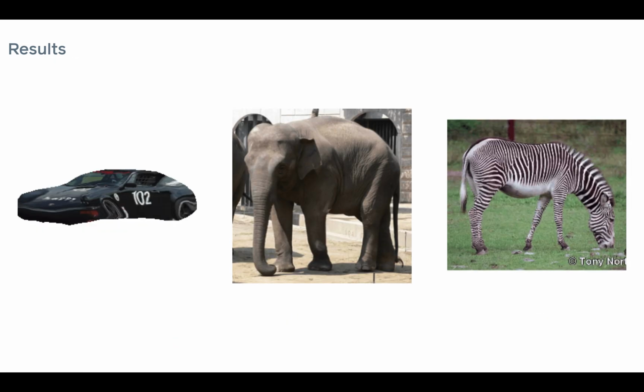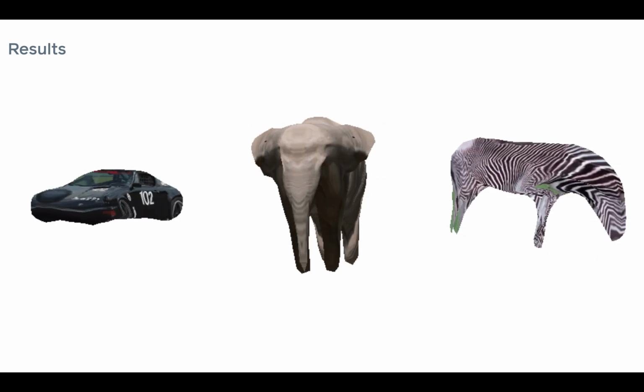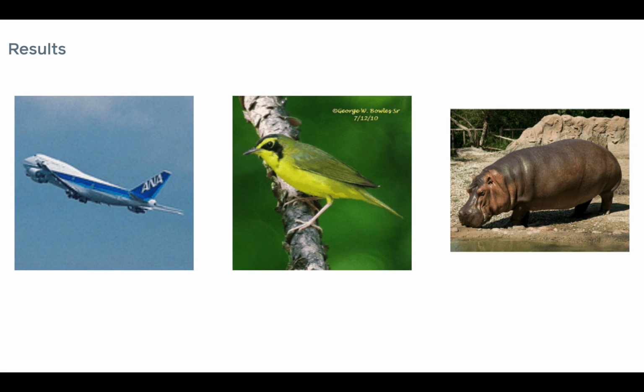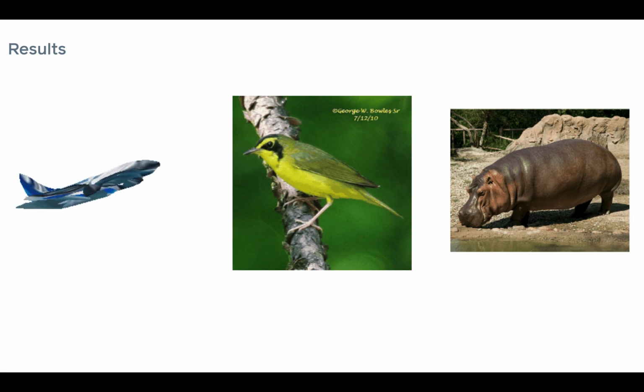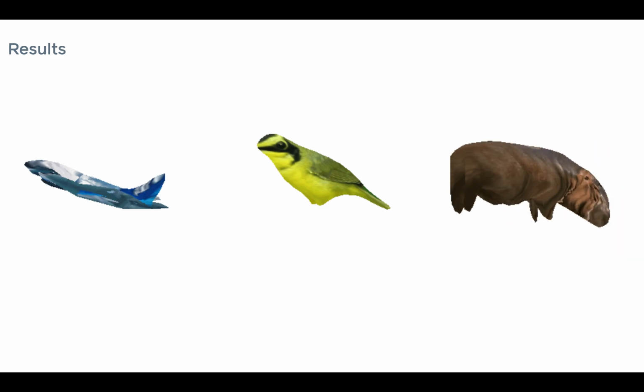And maybe here are just some more results from 360-degree views showing the reconstructions across some different categories. And we see that the approach actually works on a wide variety of categories. For example, the shapes of airplanes or birds or hippos are actually quite different from each other. But for each of these categories, our approach is able to capture the underlying 3D structure.